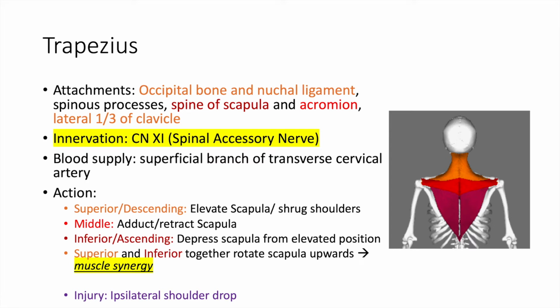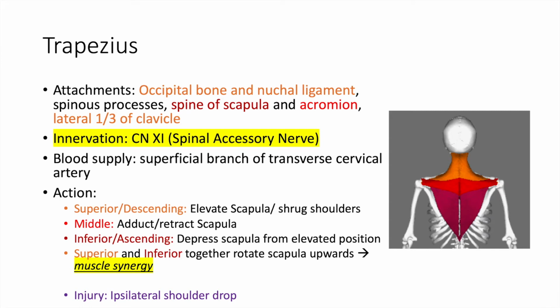As you can see in the picture, it has 3 bodies to it. The superior, which is descending because it's descending fibers, is going to elevate the scapula or shrug the shoulders. So if you shrug your shoulders, that's due to the trapezius. The middle adducts or retracts the scapula. The inferior, or ascending, depresses the scapula from an elevated position. So if I shrug my shoulders and then I push my scapula down, that is what the inferior is ascending to.